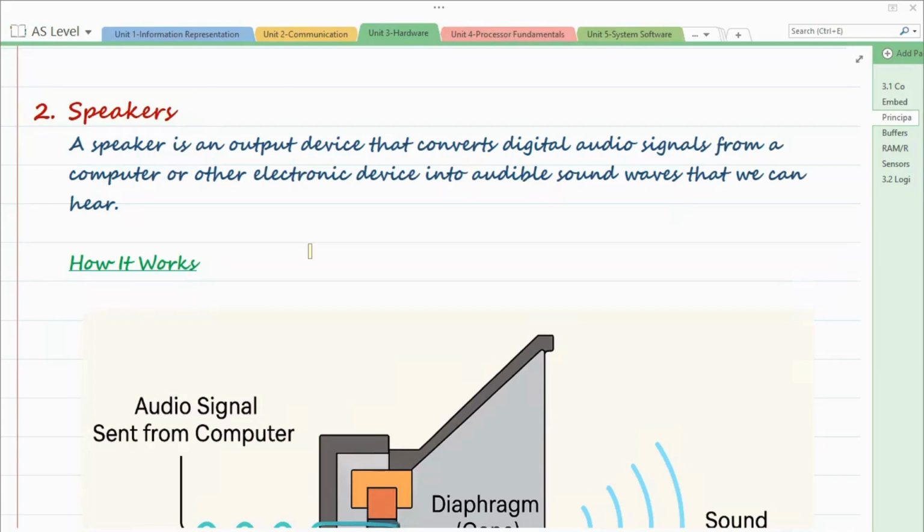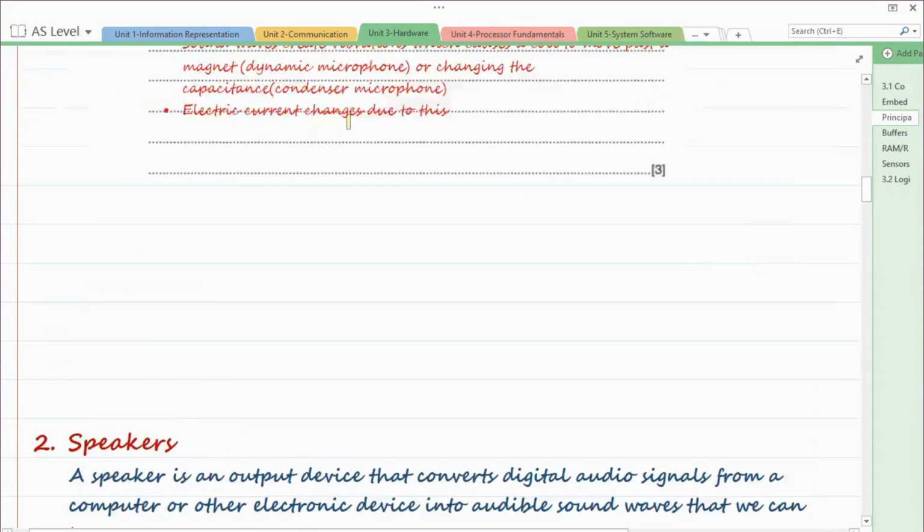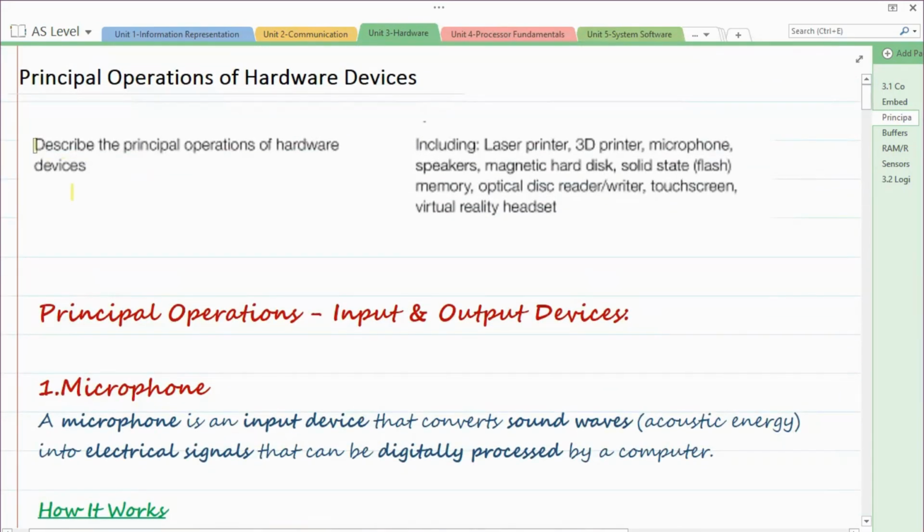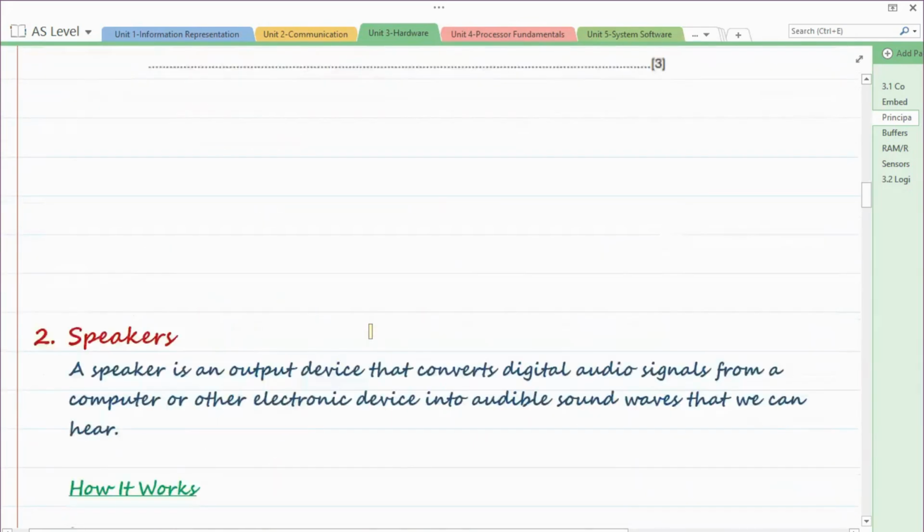In the last video, we learnt about the working of a microphone. Today, we are going to talk about how speakers work, what their working principles are, and syllabus references: describe the principal operations of hardware devices. We are going to cover this part, speakers, today, right? So let's start.